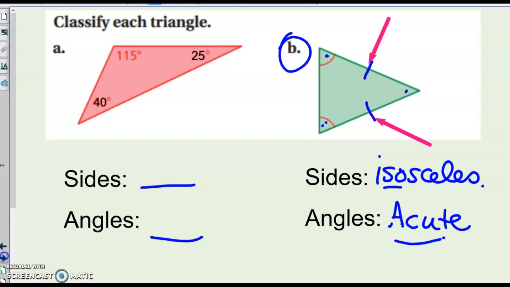All right, so we have a few more to do. I wanted you to pause it and you jot down classify by sides and by angles for this pink one, and then we'll hit play and check.